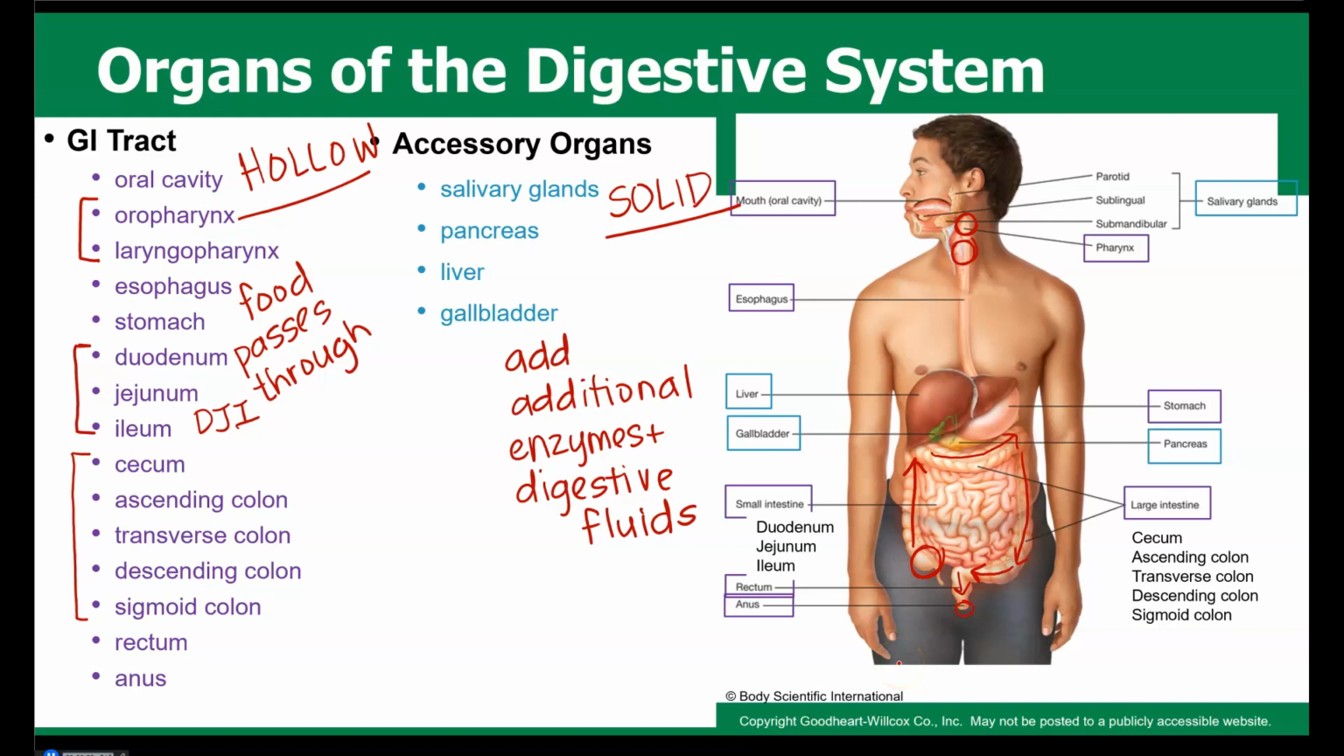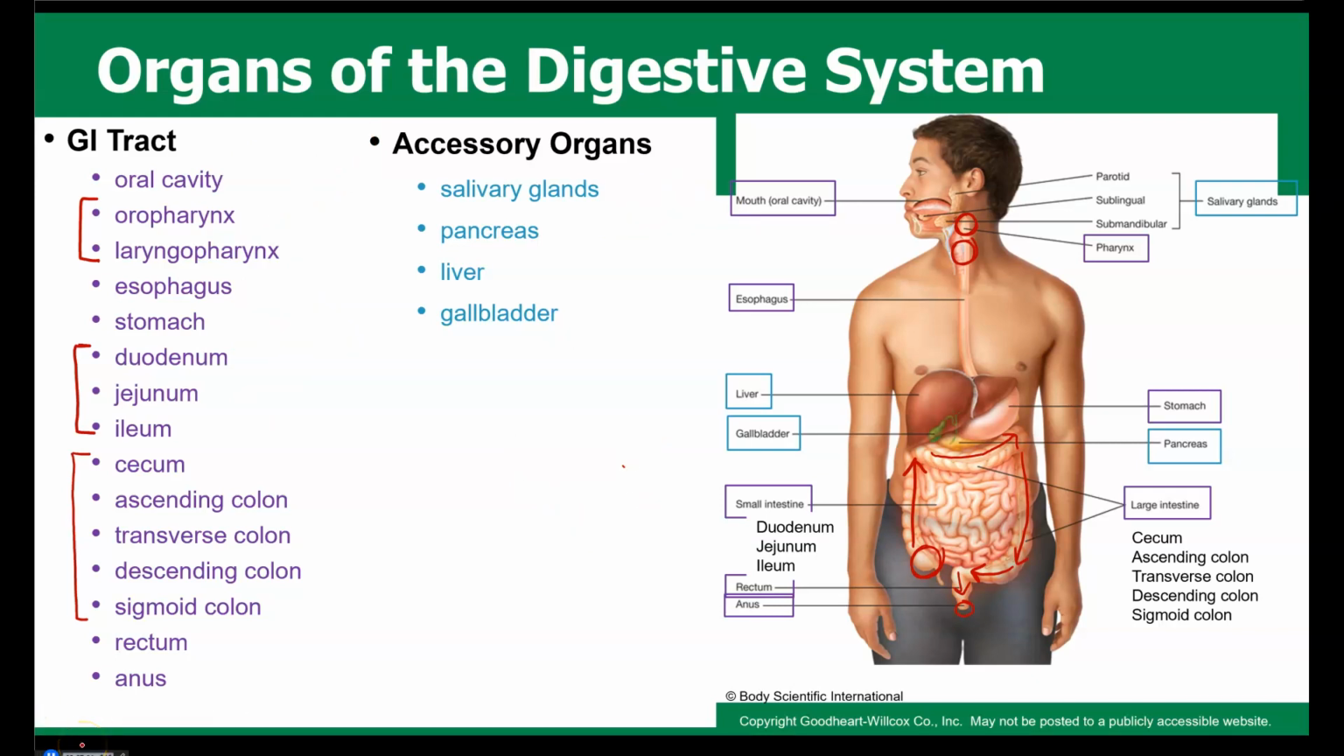Okay, and then for the accessory organs, what I'm going to ask you to do is the following. One thing we need to be able to do is list which of the hollow organs of the GI tract the accessory organ is related to. So the salivary glands are secreting their enzymes and fluid into the oral cavity. So I'd want you to be able to say that.